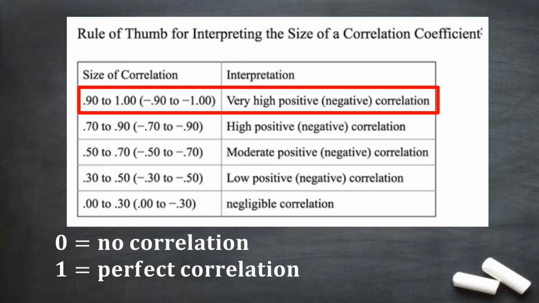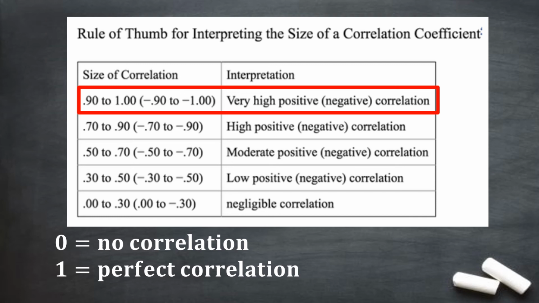Identifying the degree of relationship, we will locate the R computed in this table. Since our R computed is negative 0.92, it is in the range of negative 0.90 to negative 1, and the interpretation is very high negative correlation.